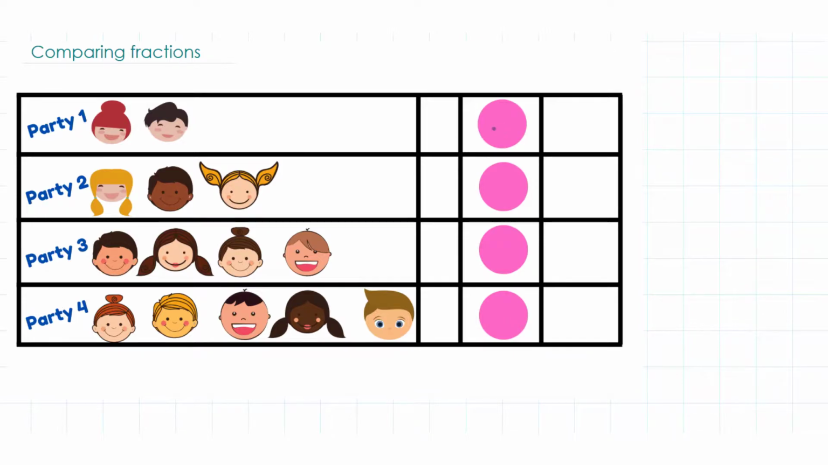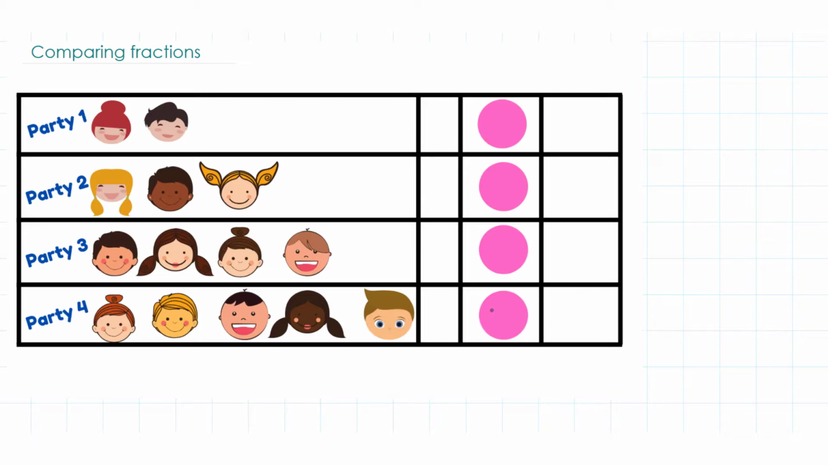Okay, now let's do our investigation. We're going to think about some parties. There's 4 parties going on here. You can see the number of children at each party. And you can see that at each party there is a cake. Now each cake is exactly the same, and that's really important. That allows us to compare them.